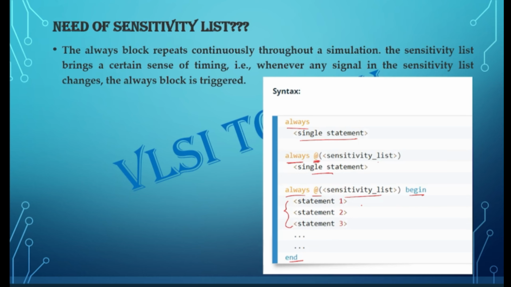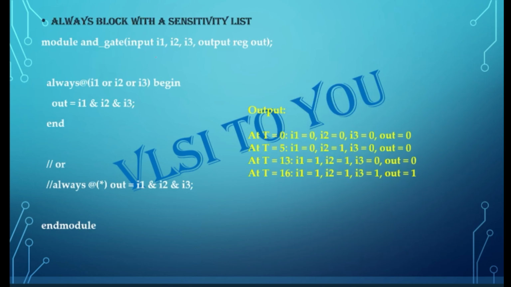For example, if there is no sensitivity list, there will be no limitation for the always block, and it will execute forever. That is why you will mostly use a sensitivity list in the always block. Whenever any signal in the sensitivity list changes, the always block is triggered. Triggered means it will be executed. That's it. This is a small example of the always block with a sensitivity list.